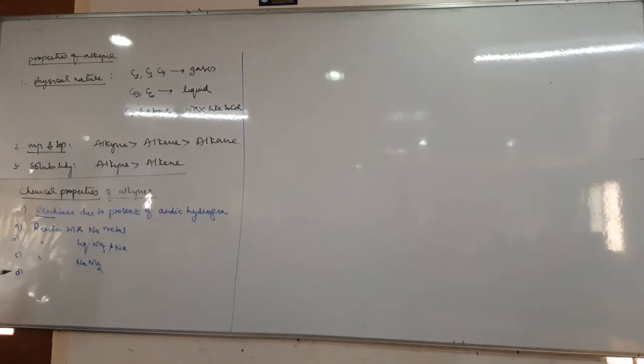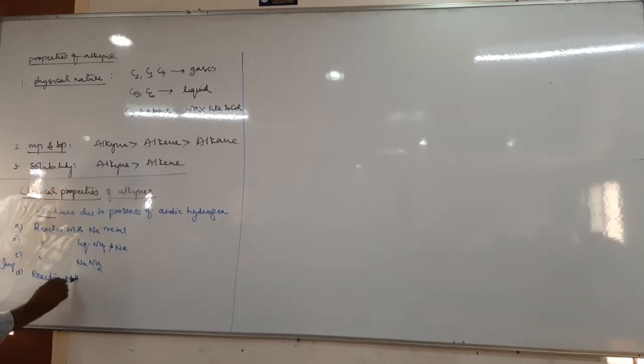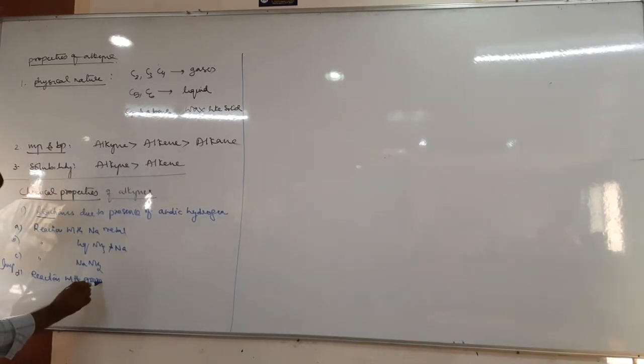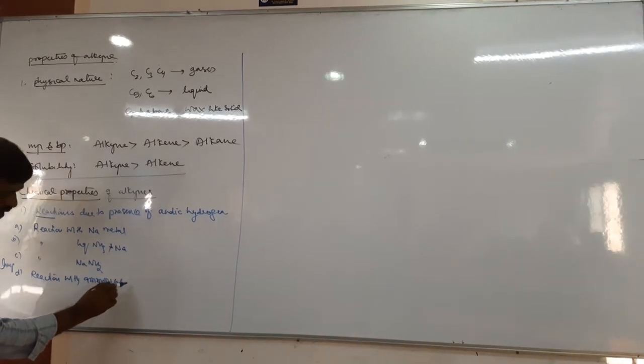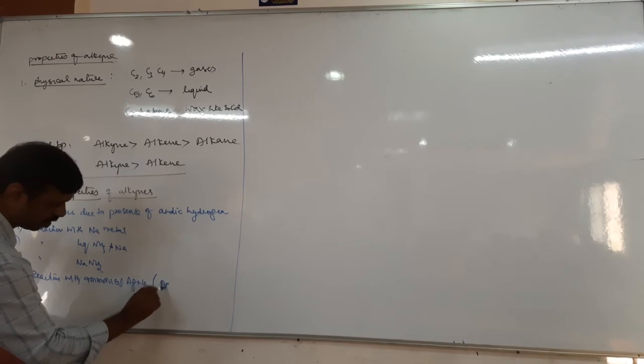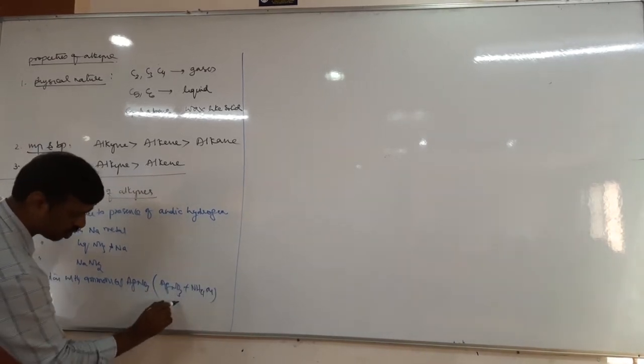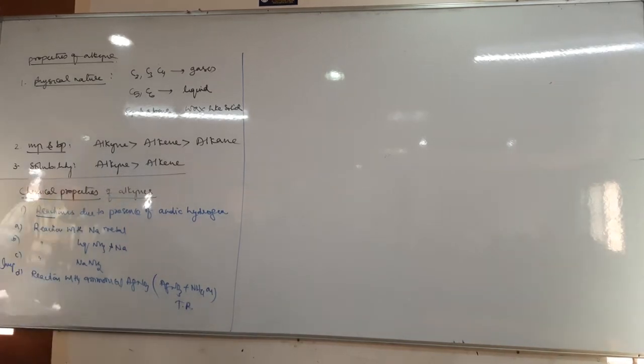Next, D, reaction with ammoniacal silver nitrate solution, which is called, very good, Tollens reagent. This is very, very important. Many times this question has appeared. Reaction with ammoniacal silver nitrate. It means it is AgNO3 plus ammonium hydroxide, which is called Tollens reagent.